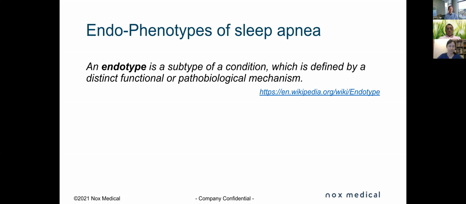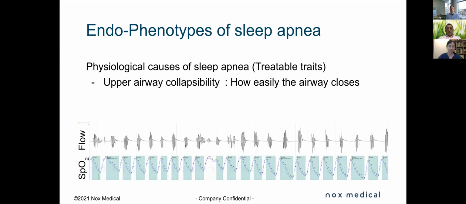So to try to define what it is, I of course just went to Wikipedia, where an endotype is defined as a subtype of a condition, which is defined by a distinct functional or pathobiological mechanism. In the endophenotyping of sleep apnea, sometimes people talk about this as treatable traits, and we're seeing a lot of literature where scientists are trying to target specific causes of sleep apnea with specific treatments other than CPAP.